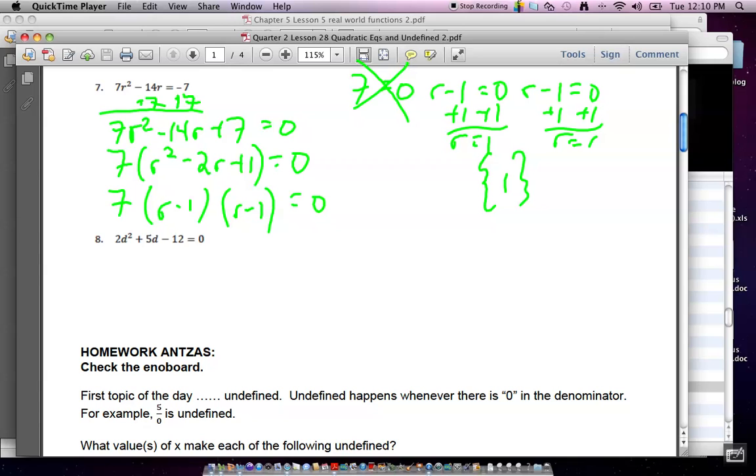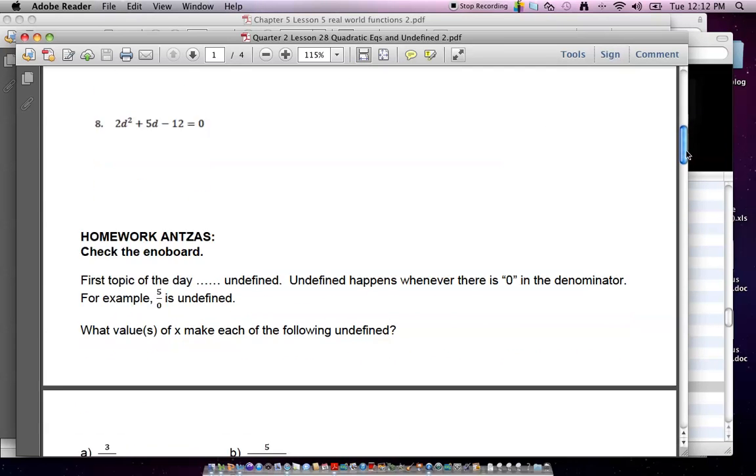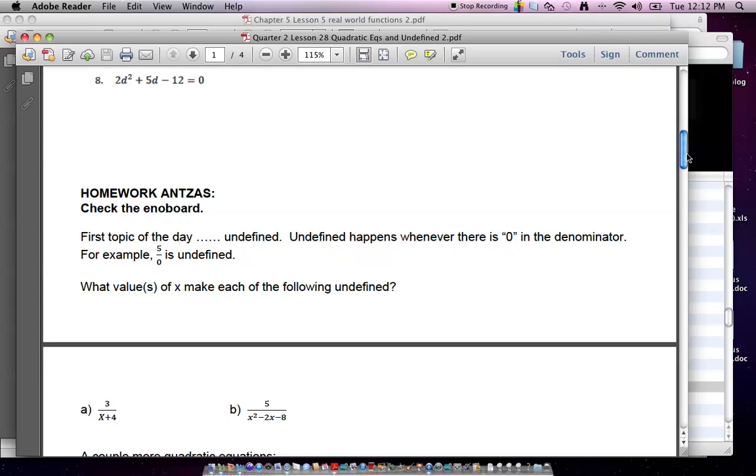Okay. So now we're looking at number 8. Is there a common factor in number 8? No. So now this becomes a Plan B factor. Let me scroll it up here a little bit. All right, so it's a Plan B type of factoring. So what I'm going to do is get rid of this 2, and I'm going to put it here. It's already equal to 0, so I don't need to do anything. So I get d squared plus 5d minus 24 is equal to 0.